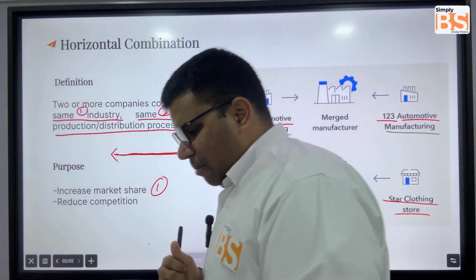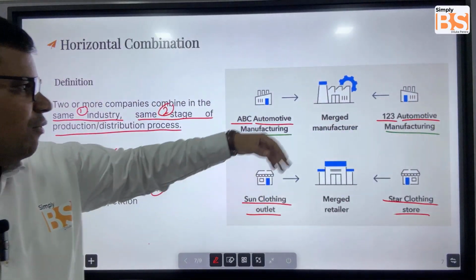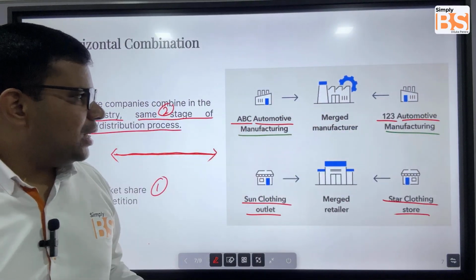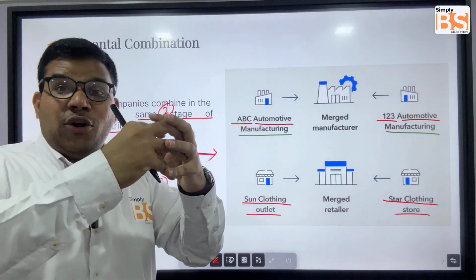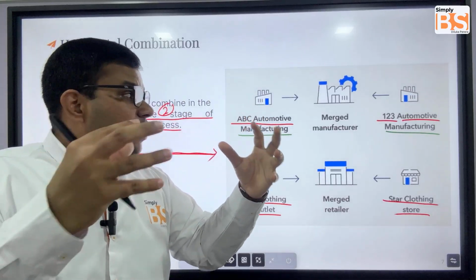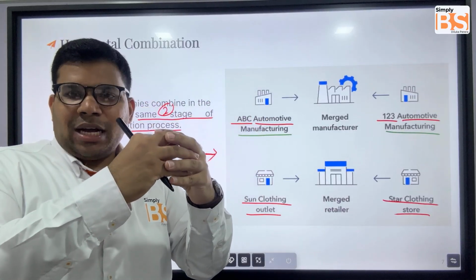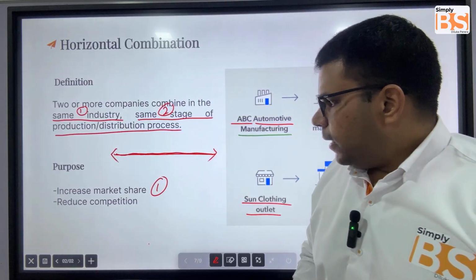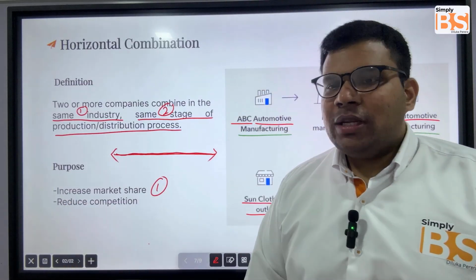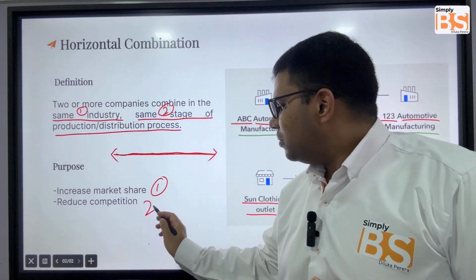Just like in our examples, A, B, C and 1, 2, 3 were in the automobile manufacturing industry. Two giants, if they get together, both companies will pool their markets together. So that will increase the market share. And then number two, this will reduce competition.